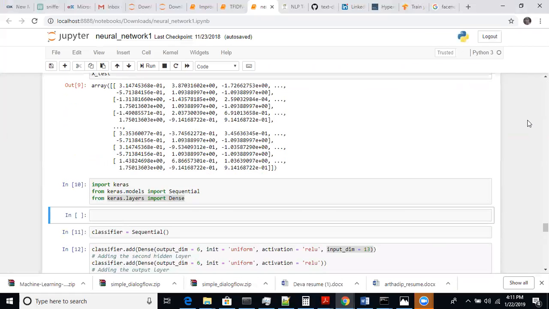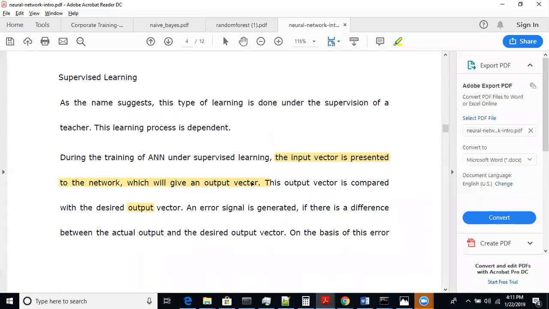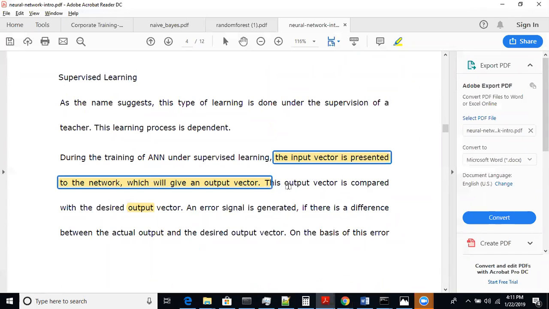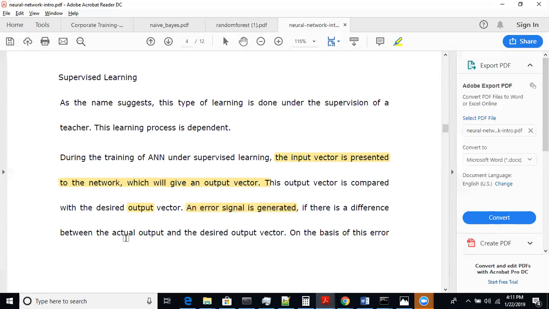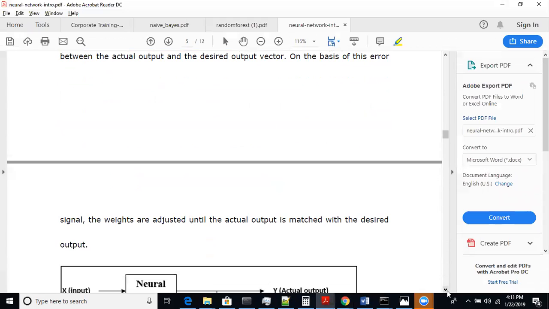But before that, let's think of this one as continuous data to give you a more concrete example. So every time this row, the desired output and the actual output, if it is changed, it can do the adjustment. The output vector is compared with the desired output. An error signal is generated if there is a difference between the actual and desired output. If there is a difference there, then the error is generated. And on the basis of this error, weights are adjusted until the actual output is matched.